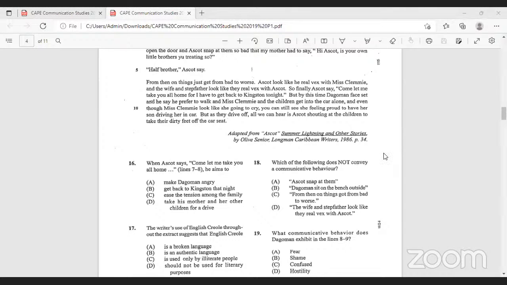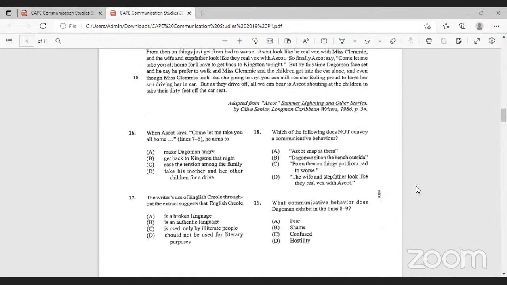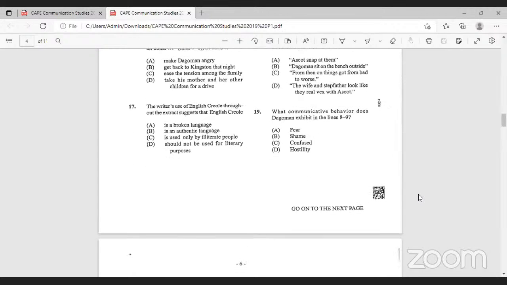16 is B. So we'll go back through these four again. 16 is B, 17 is B, 18 is C, 19 is D. So 16B, 17B, 18C, and 19D. Right, so moving on.